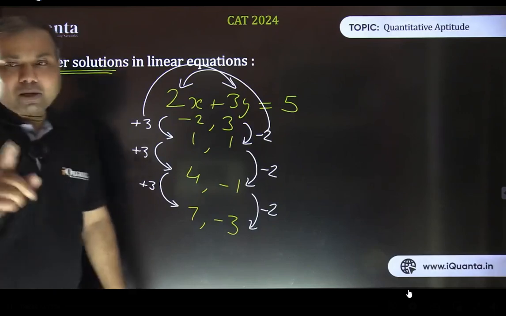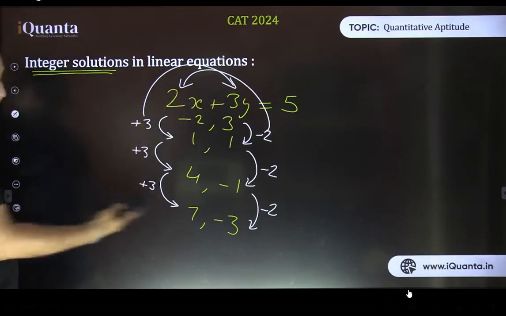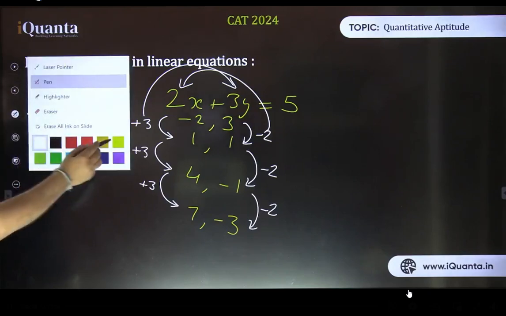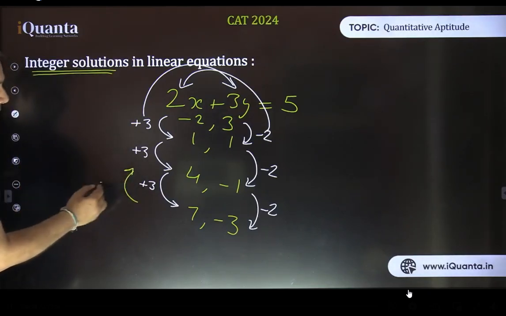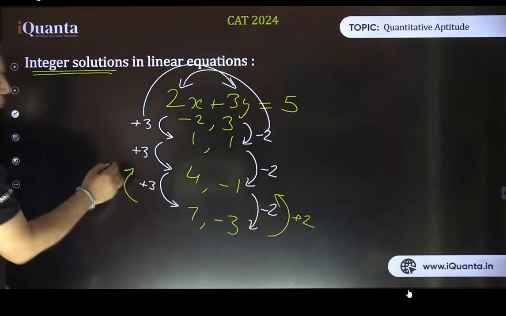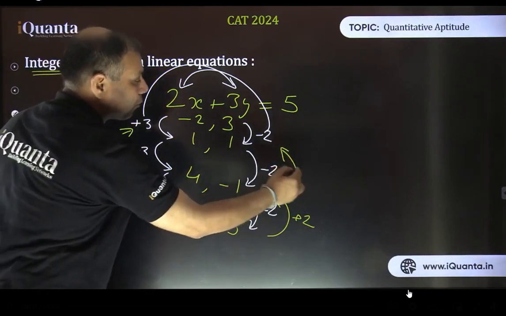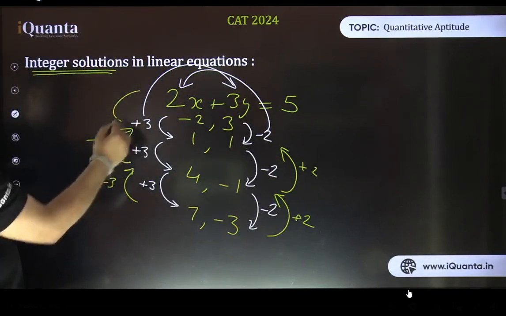Easily figured out. It is not always necessary that I need to increase the values of x by the coefficient of y. They can be decreased also in the same set of values. If I go in the reverse order, see here, from 7 to 4, there's a decrease of 3, and simultaneously from minus 3 to minus 1, it is an increment of 2, right? Again here there is a decrease of 3 from 4 to 1, and simultaneously there's an increase of 2.